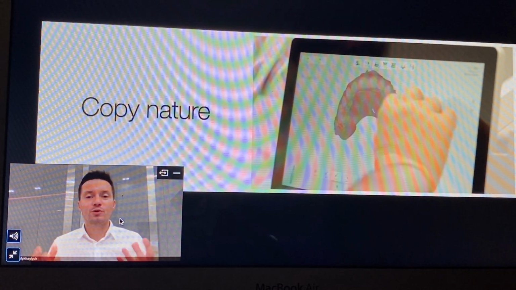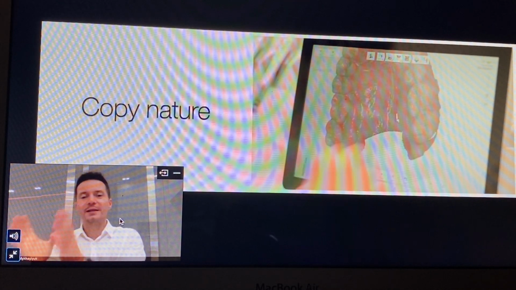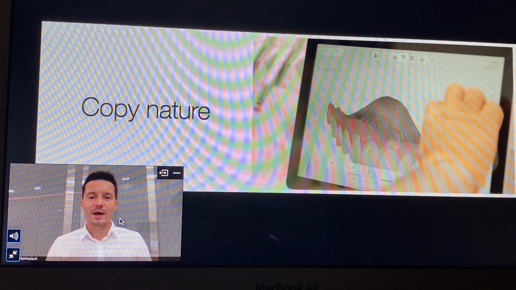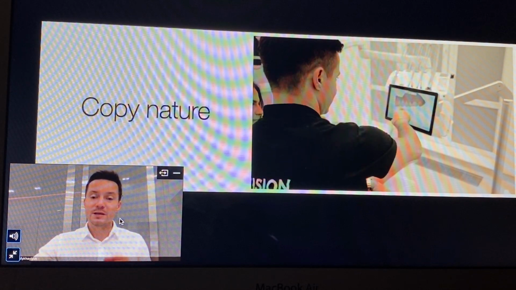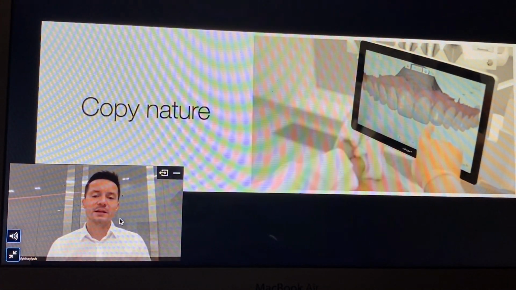So we don't need to create the shape anymore with our hands. We can just copy from nature and give it to the human. And that's why we have this great benefit that we can improve the aesthetics nowadays. And the third one, that we don't have any limits nowadays.